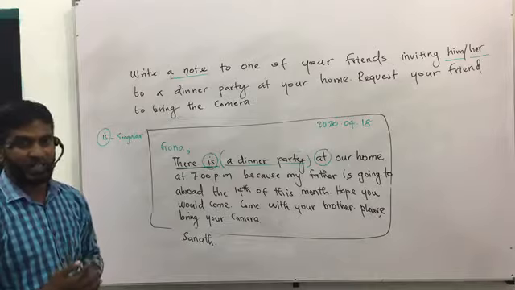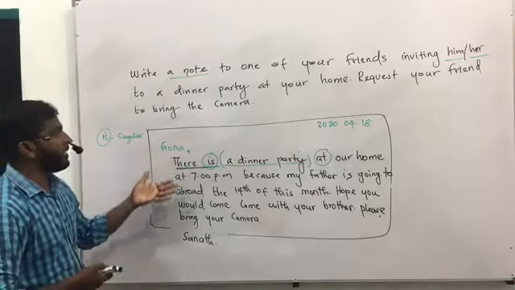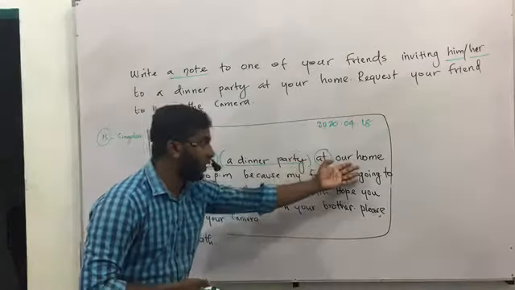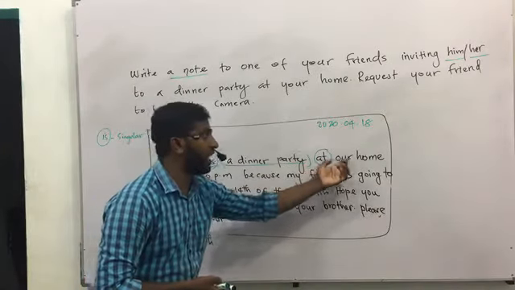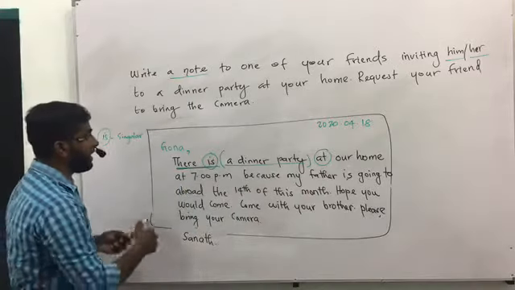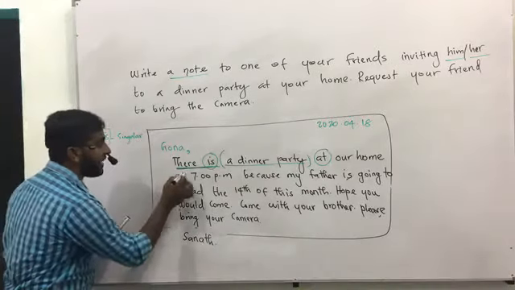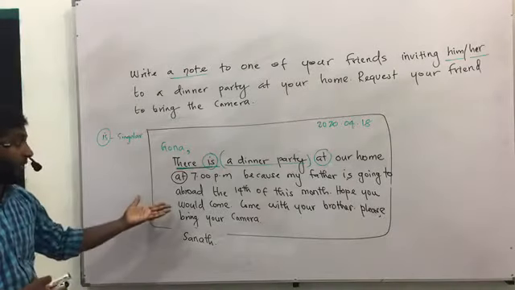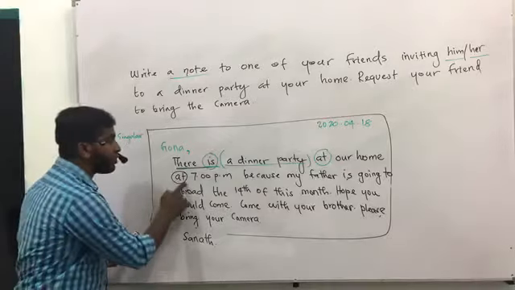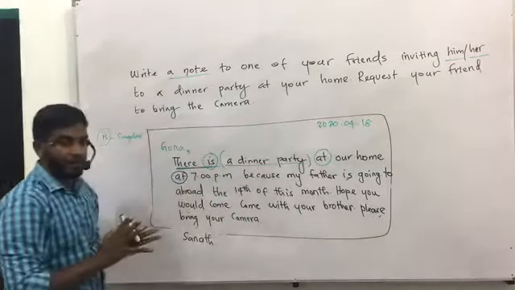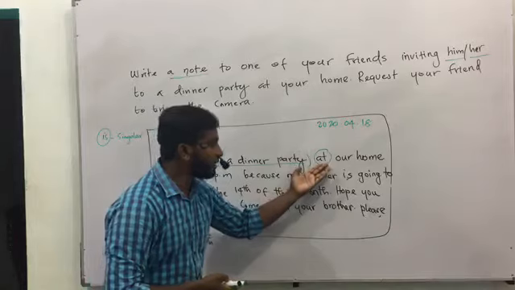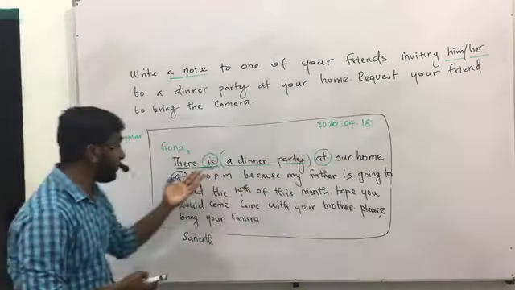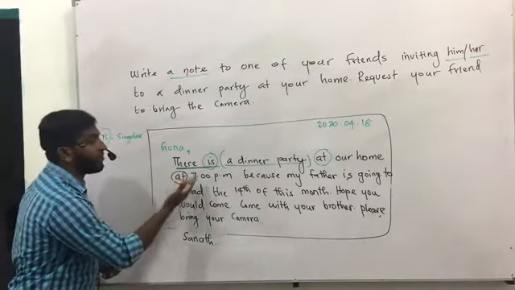Now you see here, there is a dinner party. There is a dinner party at our home. This is a preposition. I have written our home after that preposition. At 7 p.m. So here you see there is another preposition I have written, at 7 p.m. Now these two prepositions are the same. But you see here, after this preposition at, I have written our home. Our is a pronoun. Right, now you see here, after this at, I have written a time.